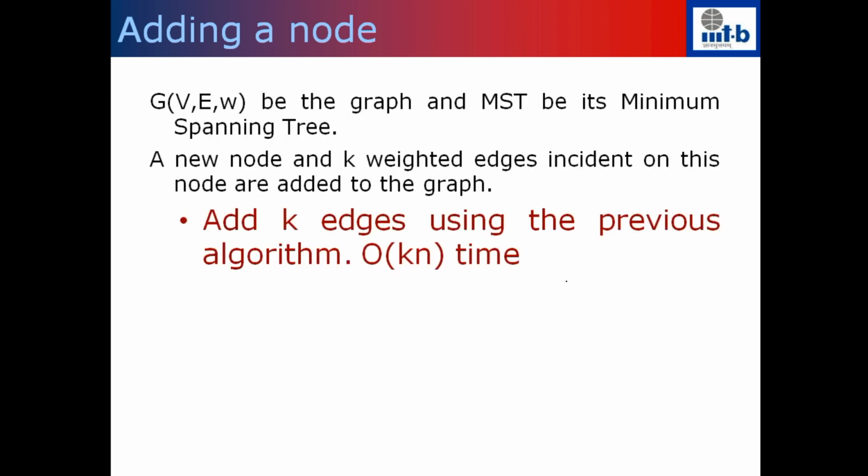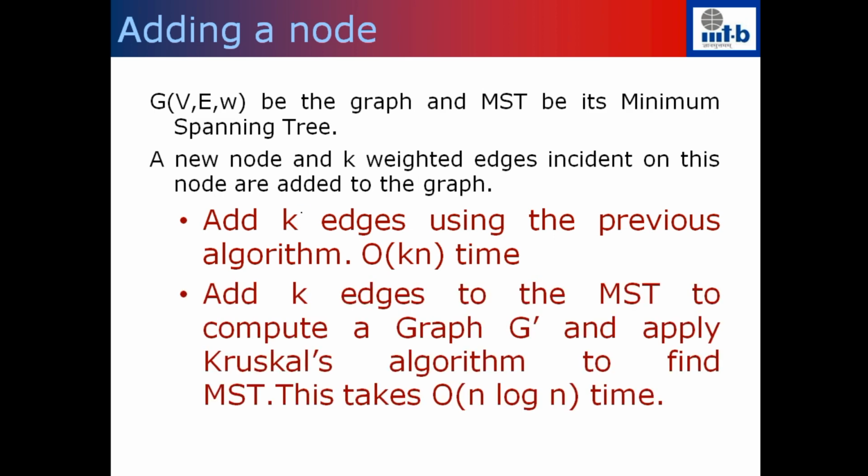There are two ways of doing it. One is that you add the first edge. When you add the first edge, you get a connected graph in the new MST. Now keep adding the remaining k minus 1 edges as done in the previous case. Every time you add an edge to the minimum spanning tree, this creates a cycle. In this cycle, you find the maximum weighted edge and delete it. You repeat this k number of times, so you get a k into n algorithm.